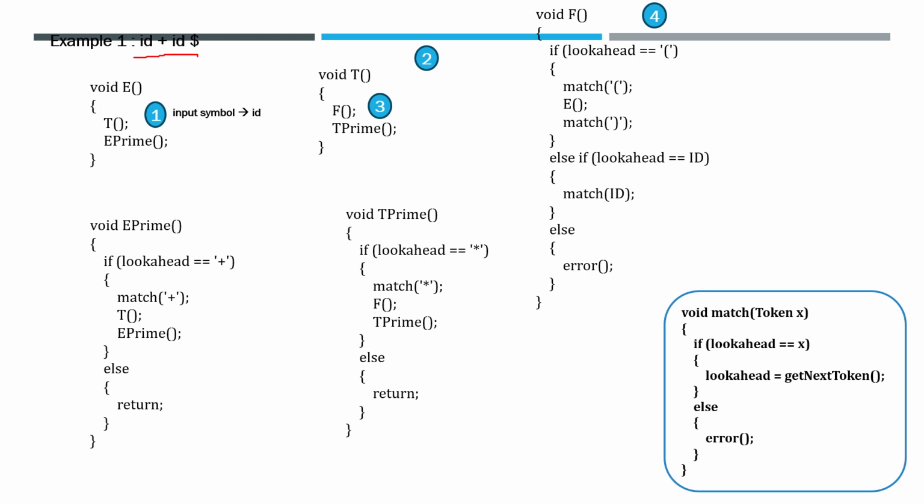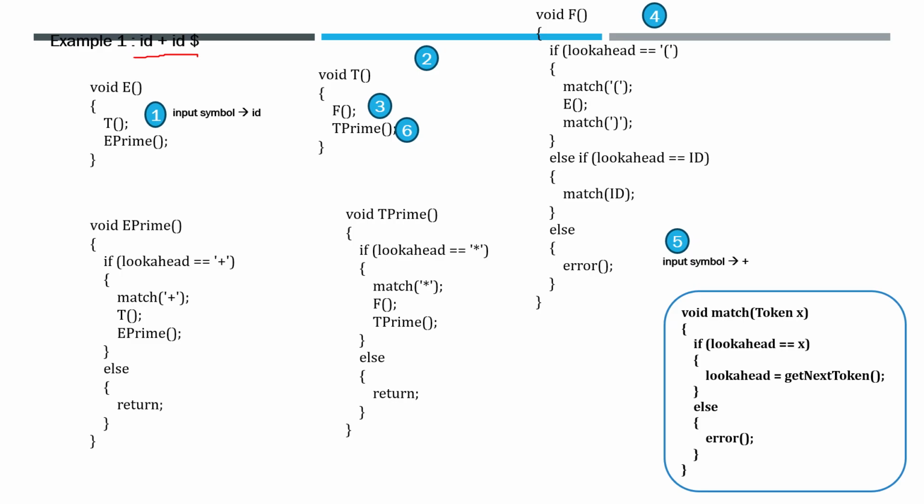What is the first one? It checks for this if, does it match? No. It goes to this, what is that? Look here, ID. Match ID means it goes to the match procedure. If the look ahead equal to ID, then look ahead equals get the next token. So what is the next token here? The next input symbol is plus.